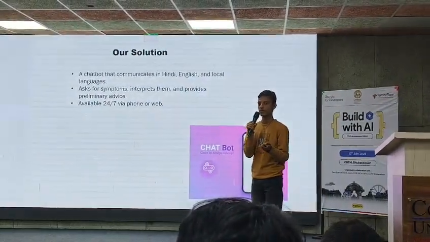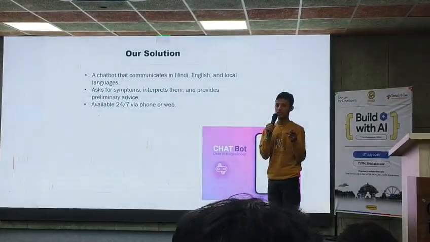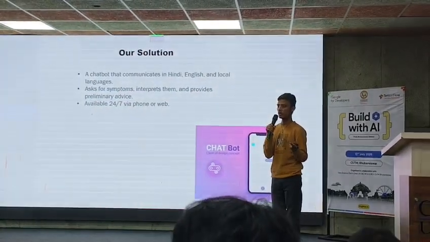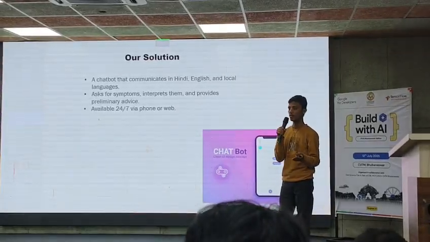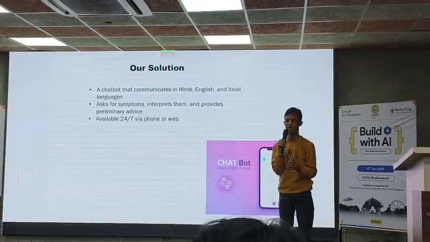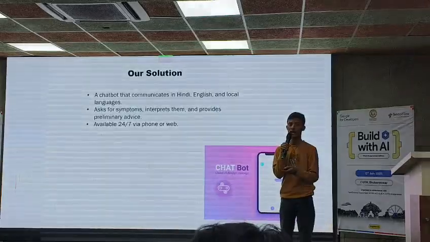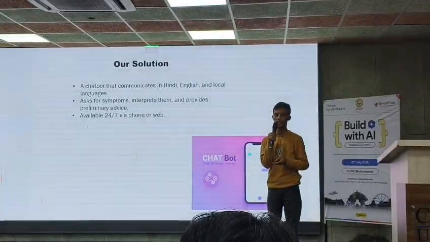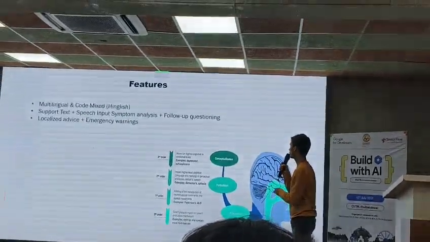And whatever symptoms she or he says, our chatbot, according to those symptoms, gives not only one disease; there can be 2 to 3 possibilities with probabilities. One may be an 80% chance, another a 60% chance. That gives a preliminary idea of what you need to do in a critical situation. That's what our chatbot does.